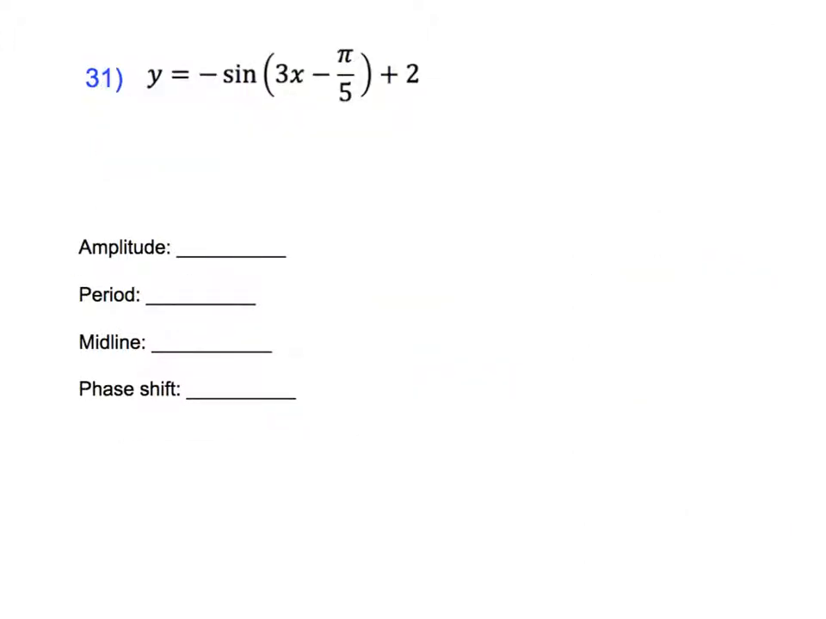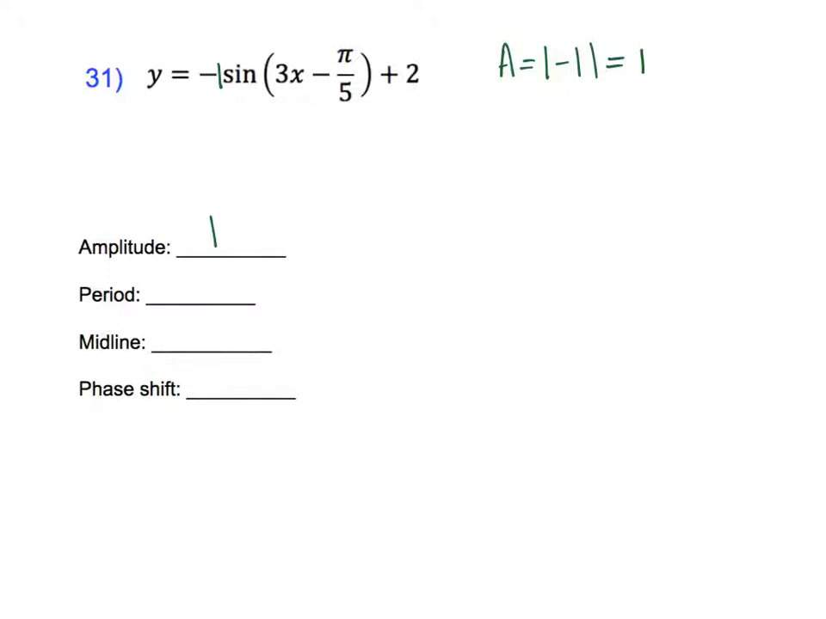Let's do one more. Okay, so this one's a tough one. First, let's figure out the amplitude. The amplitude here looks like a -1, right? But the amplitude is the absolute value, so that would be a +1 because amplitude talks about the height. So in this case, there's a height of 1.